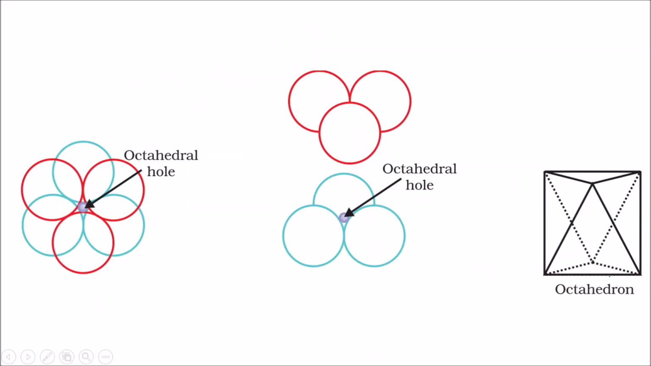Now let us see what an octahedral hole is. You place 3 spheres just like we did previously, and you will get one triangular void like this. Then you create the same thing again, and if you combine the 2 triangular voids, then you get something called the octahedral void.